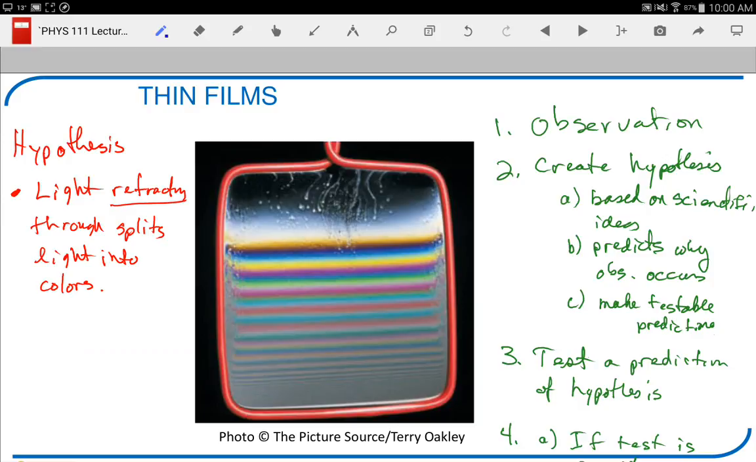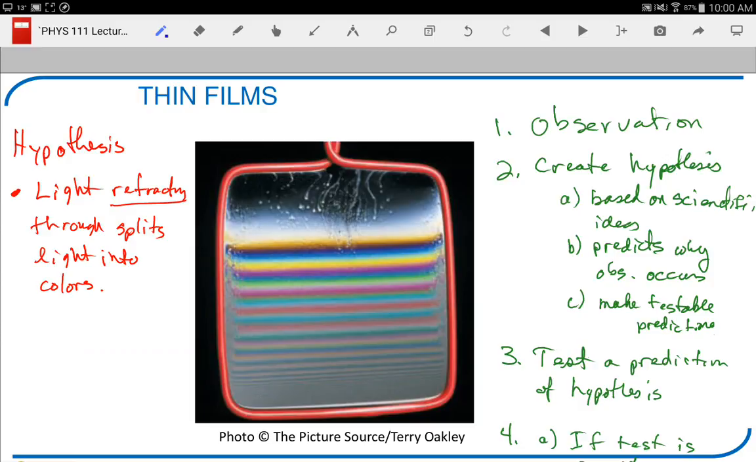What do you need to remember from this? You're not going to have to go through the whole derivation, but you need to remember what causes these patterns. Was it our original hypothesis of light refracting through the film? It wasn't refraction. It wasn't bending as it went through, bending different amounts with different colors. It was the interference of light reflected from the front surface with light reflected from the back surface. That you need to remember. And that's why the thickness makes a difference.